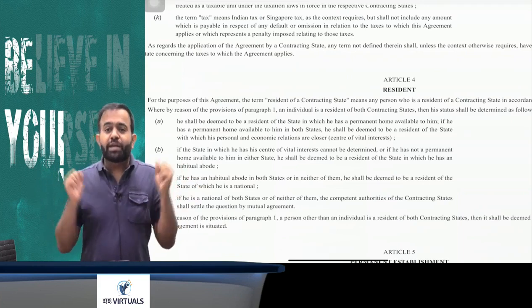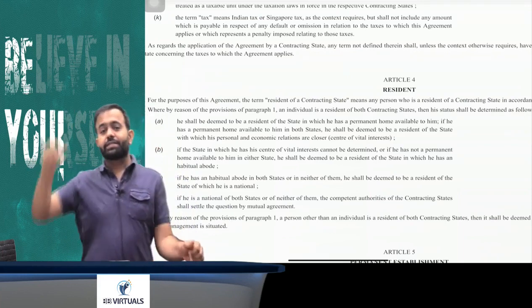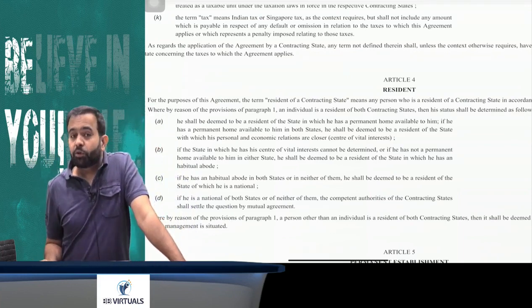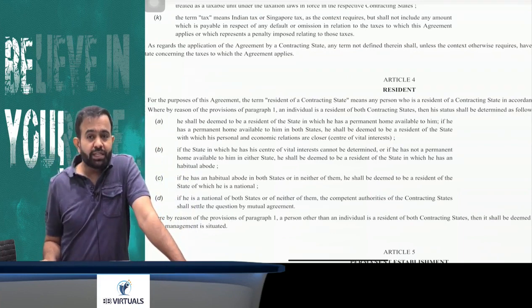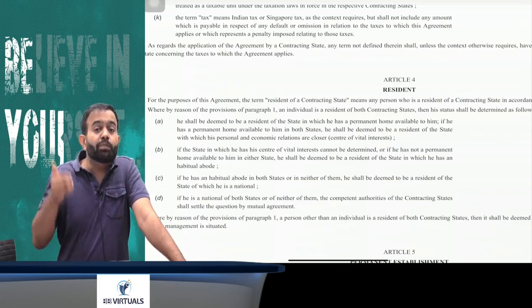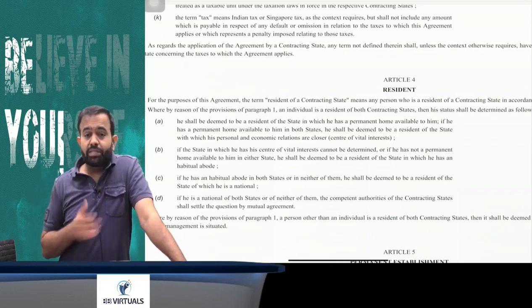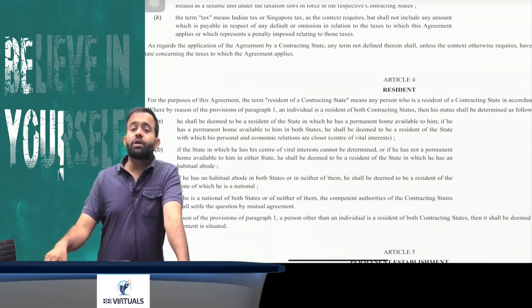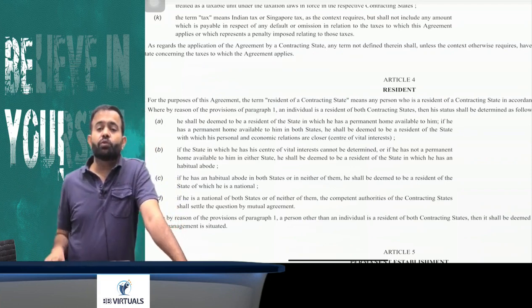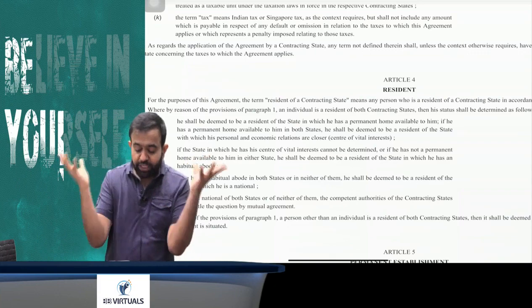We will check where his permanent home is available. So wherever his permanent home is available, he will be treated as resident of that country. But suppose if a permanent home is available in both the countries, then we will check where his economic and personal relationships are closer, and that country will be the resident country for that person. But suppose if a permanent home is not available in any country, or it is not possible to find out the personal or economic relationship, then we will check where he habitually abodes.